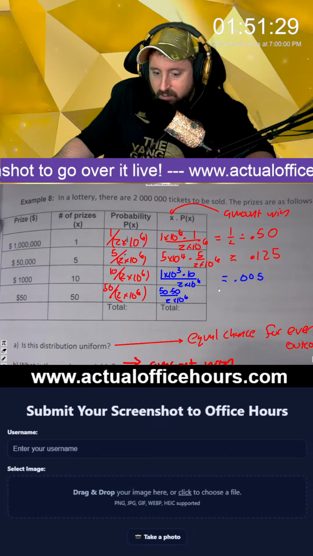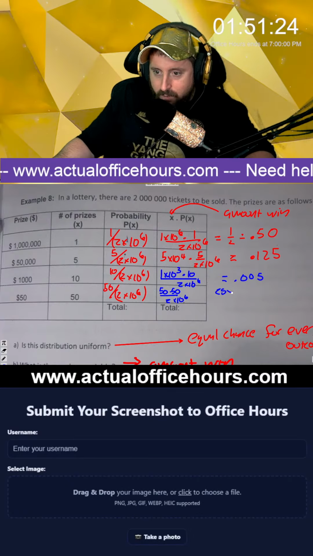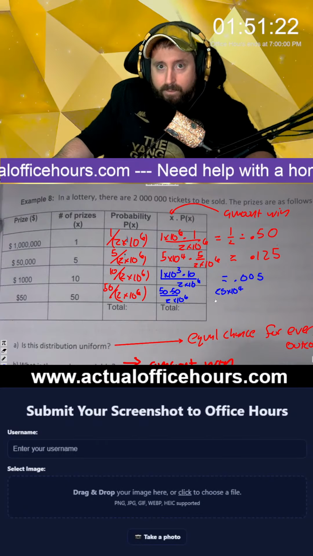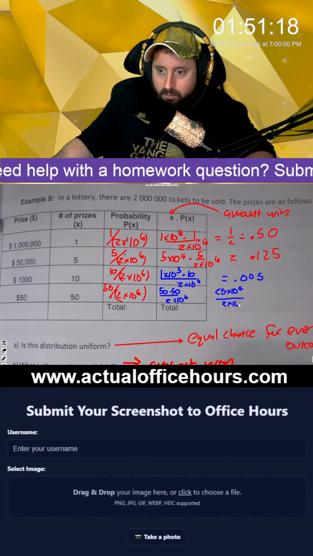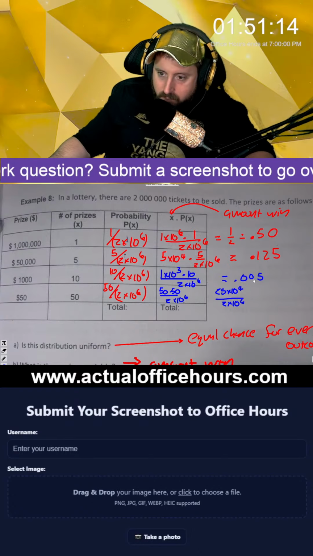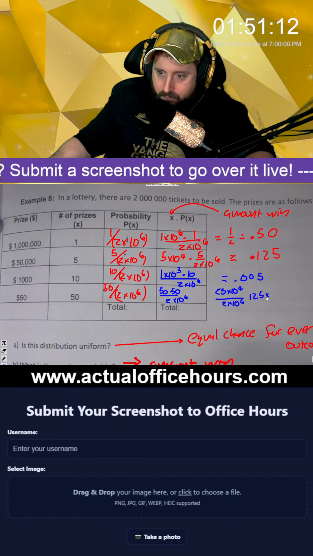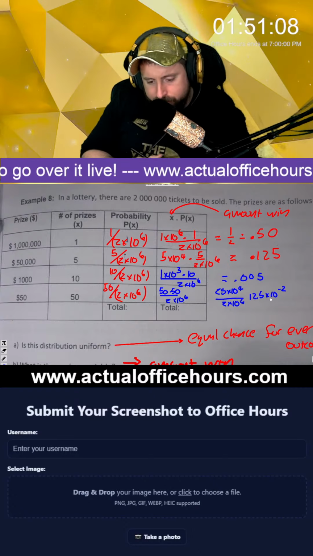Okay. So that's 25 times 10 to the 4. Yeah, go get some food. Yeah, go eat. So what? That's 12.5 times 10 to the minus 2. Oh, so this is like slightly better odds, no?